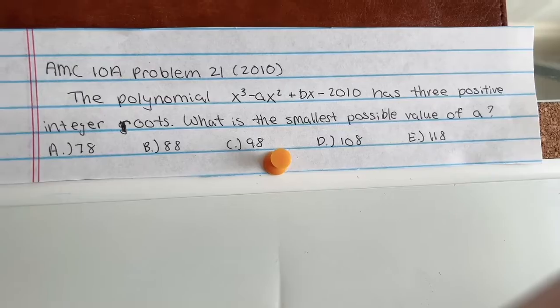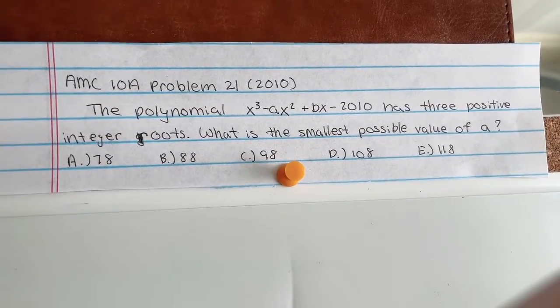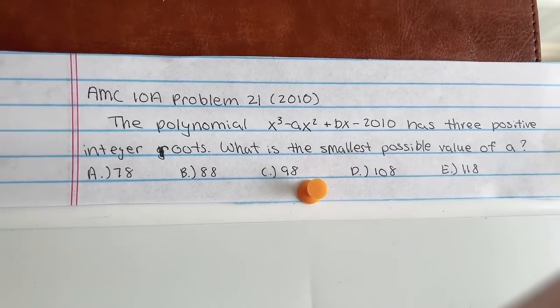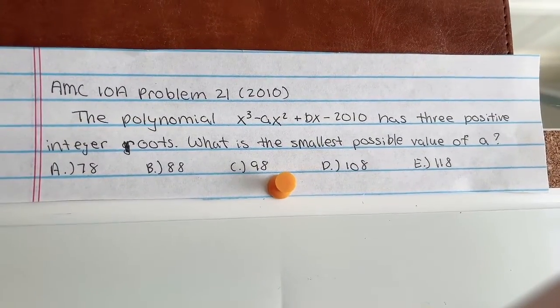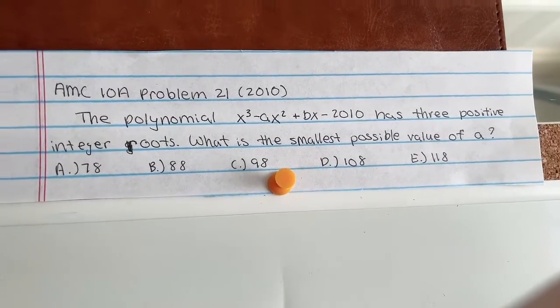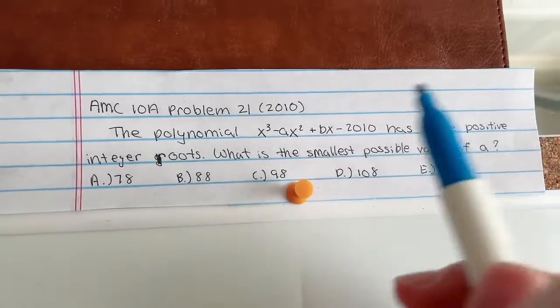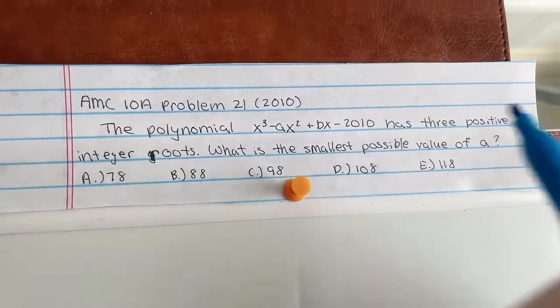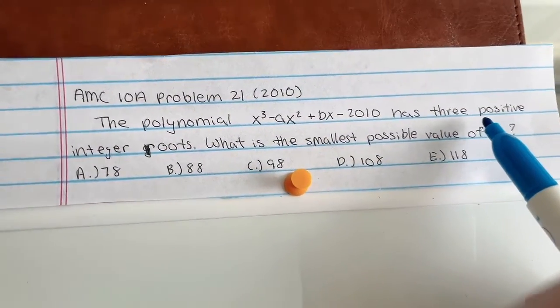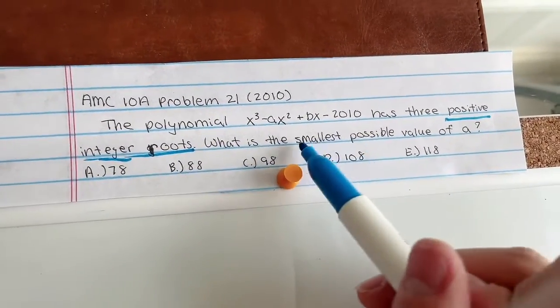This is AMC 10A problem 21 of the year 2010. The polynomial x cubed minus ax squared plus bx minus 2010 has three positive integer roots. What is the smallest possible value of a? So your answers are 78, 88, 98, 108, and 118. So here's the polynomial, and it has three positive integer roots. And then it is asking you what is the smallest possible value of a.